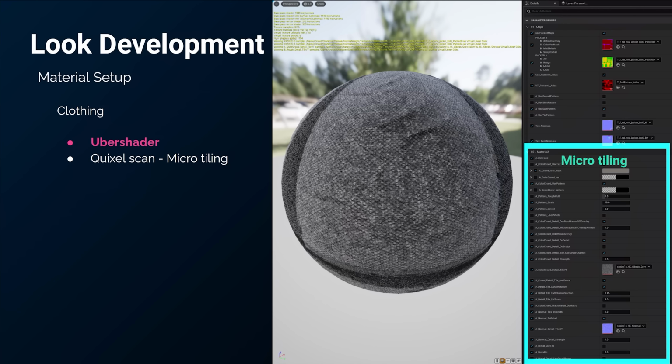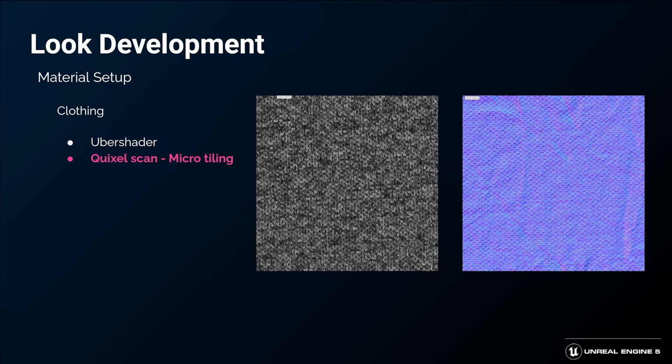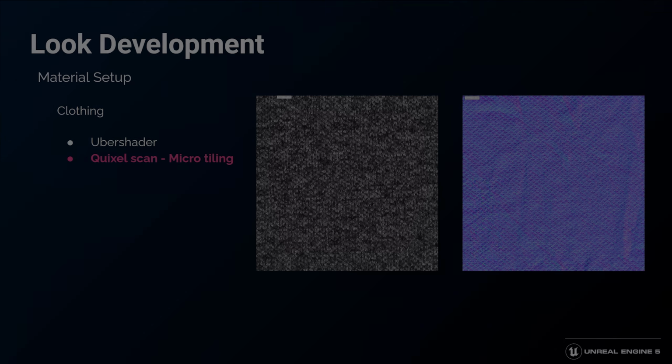For finer details, the artist can define separate micro-tiling textures to get sufficient up-close resolution. To get realistic micro-tiling textures, we took advantage of the Quixel scan library. Well, that ends my talk about character look development. I'll pass it back to Lana to wrap things up.